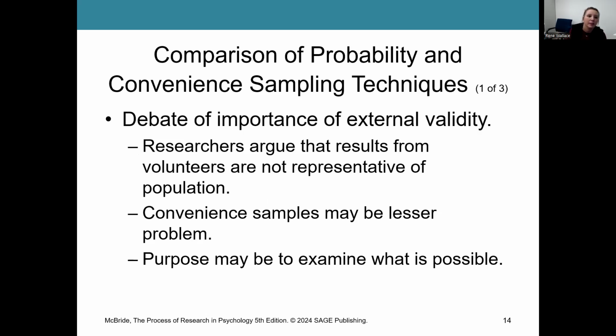So when we're comparing probability and convenient sampling, we need to debate the importance of external validity, right? We always talk about external validity versus internal validity and which one's more important and what we're looking at in each study. So a lot of researchers say that when we get volunteers who just volunteer to participate in our study, that's not representative. That doesn't have high external validity because certain types of people volunteer and other types don't. They said for convenient sampling, it might be less of a problem, but we need to examine what's possible. We need to examine how we can get our sample and what the best way is to get that sample.